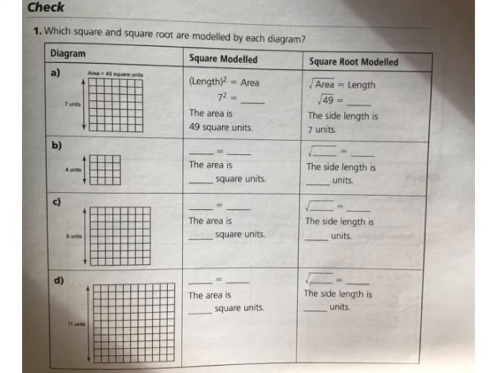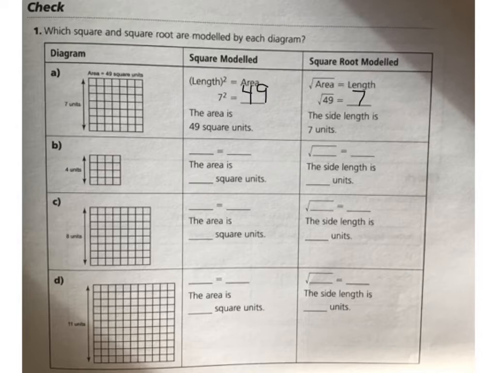Here it's just taking that area model idea. Can you find the area? Remember that of a square, that's side times side. Here 7 squared would be 7 times 7, which is 49. So the area of the square would be 49 square units. If I wanted to take the square root of 49, that's asking the question, what number times itself gives me 49? That would be the length of the side, which is 7.